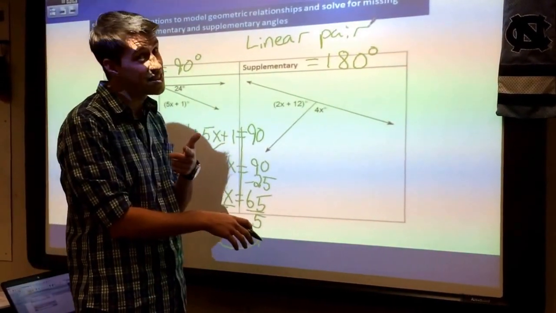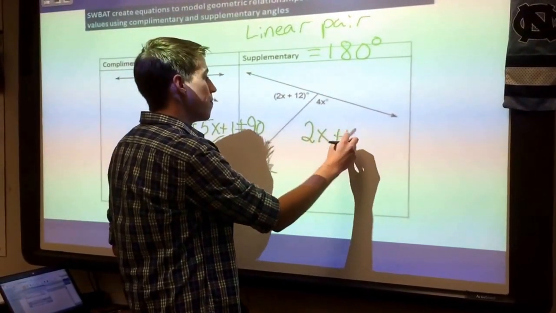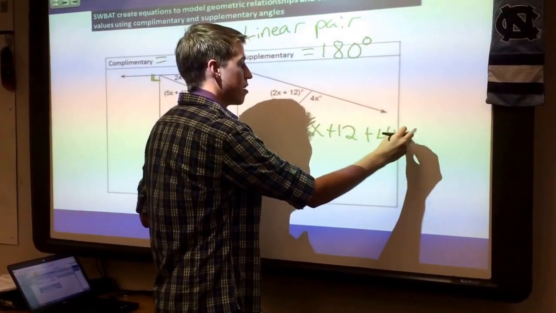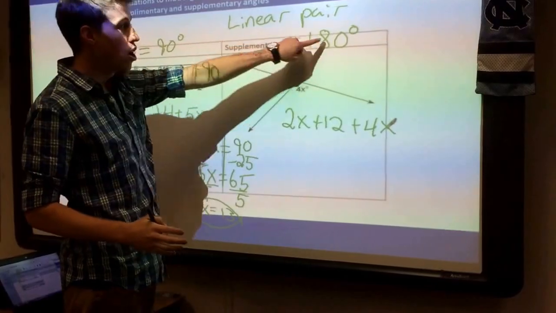All right, let's see if that setup's correct. So we're going to take that first part, 2x plus 12. We're going to add it to the other part, plus 4x. And those two things together will equal our straight line of 180 degrees.